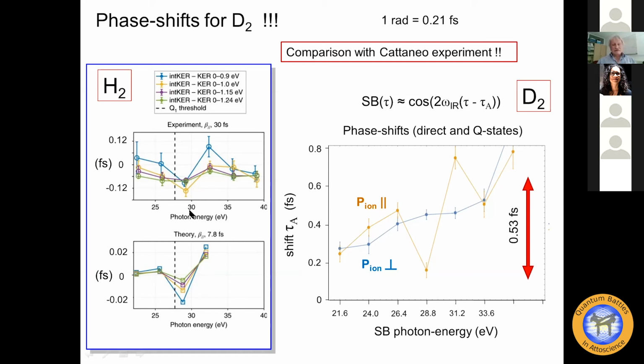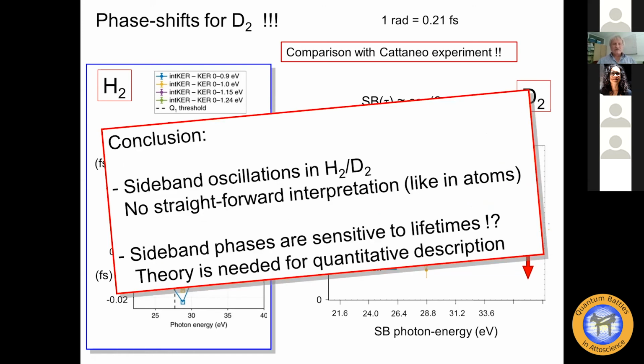So you see, it's a little bit tricky to interpret this data here. So we see sideband oscillations also in H2. The straightforward interpretation is getting much more difficult. It's not like in the single ionization of an atom. We expect, or we think, that these sideband phases are sensitive to the lifetimes, for example of the doubly excited states. But eventually we need a theory to really get a quantitative understanding.